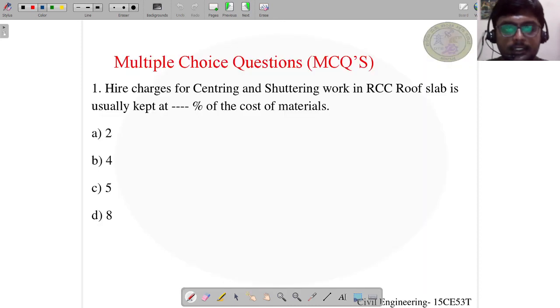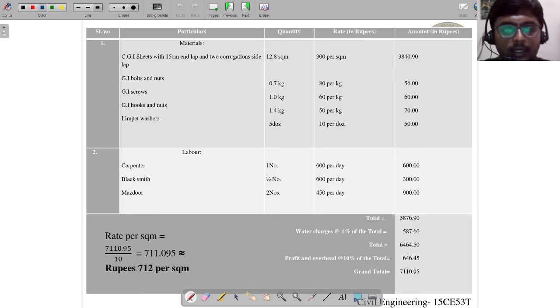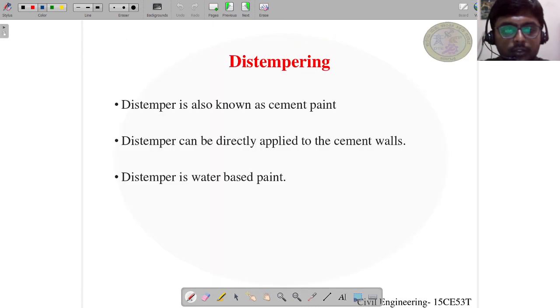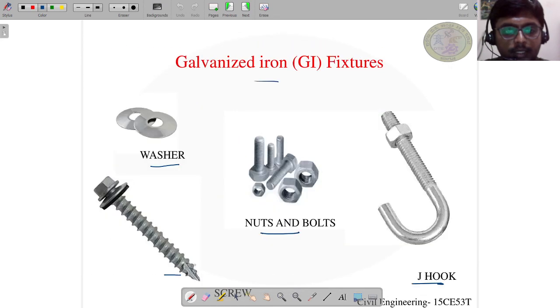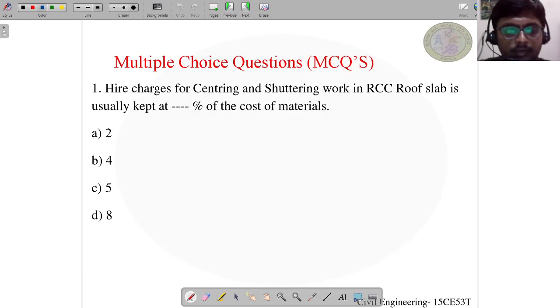Okay students, let us see some of the multiple choice questions based on the discussions we have so far. So let us come to the first question. What hire charges for centering and shuttering work in RCC roof slab is usually kept at dash percentage of the cost of materials. We have worked it out in RCC roof slab. So as you can see, the hire charges is kept at 5% of the cost of material. So the answer is C.